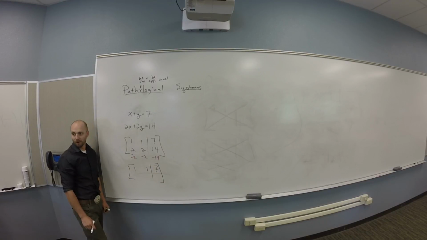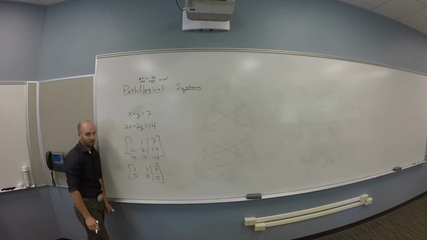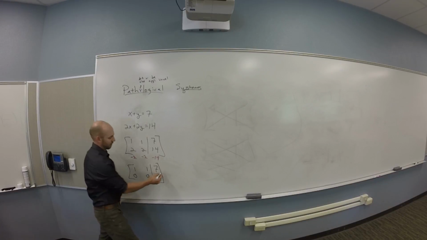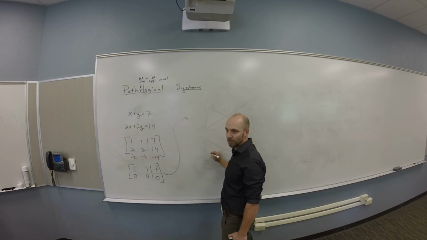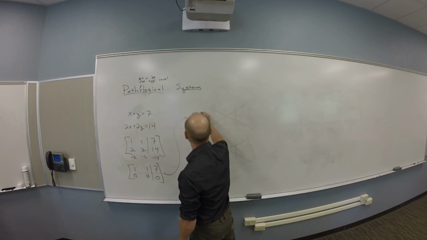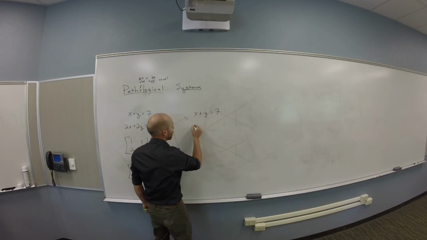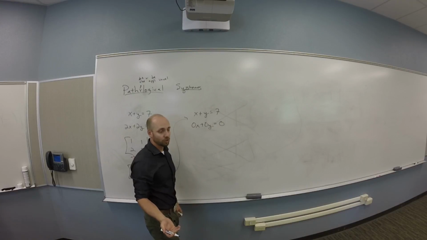and what's in your second row? 0, 0, 0. Okay, so what does this read? Like back in numbery land or variable land, this means 0x plus 0y equals 0. Good. So x plus y is 7 and 0x plus 0y is 0. Which does make sense and is always true, right?